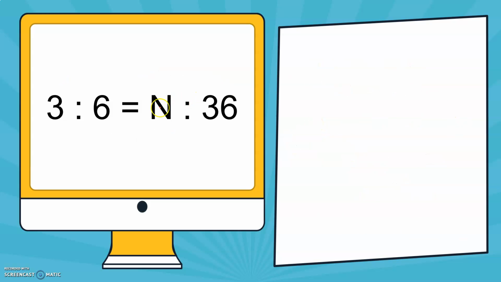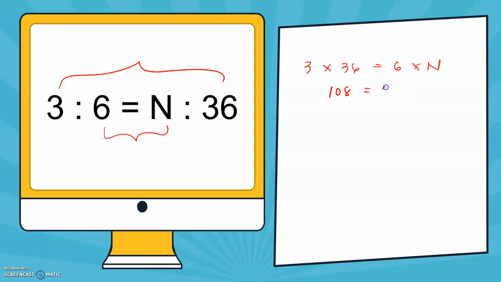Let's try another one. 3 is to 6 equals n is to 36. Again, let's just multiply the extremes and the means. 3 times 36 should be equal to 6 times n. 3 times 36 is 108, and it will be equal to 6 times n. Again, for us to find the missing value of n, we will just divide the product by this factor here. So that will be 108 divided by 6. This will give us 18. So the value of n is equal to 18.